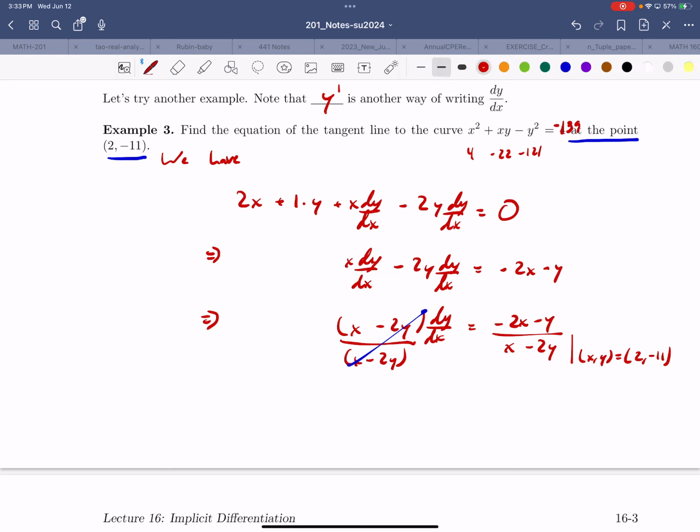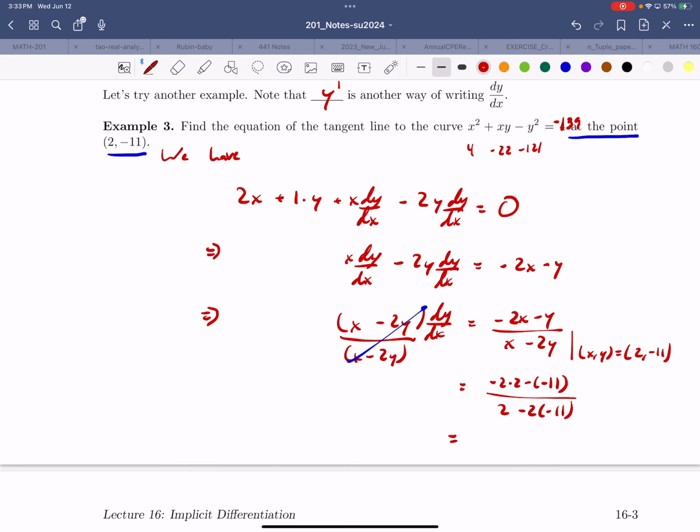Anyway, what are we going to get here? Okay, so anyway, we plug this in, and we're going to get negative 2 times 2 minus negative 11, all over 2 minus 2 times negative 11. And that's going to give us, I think, 7/24. So that's our answer.